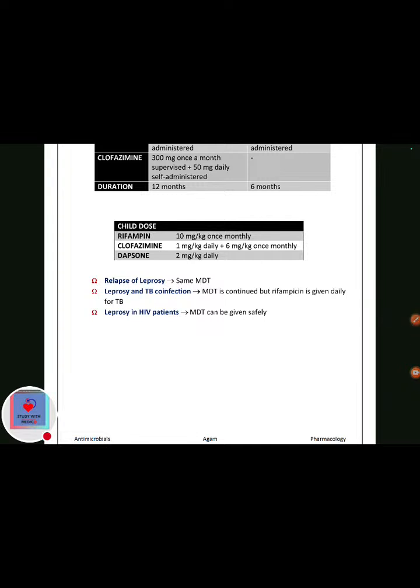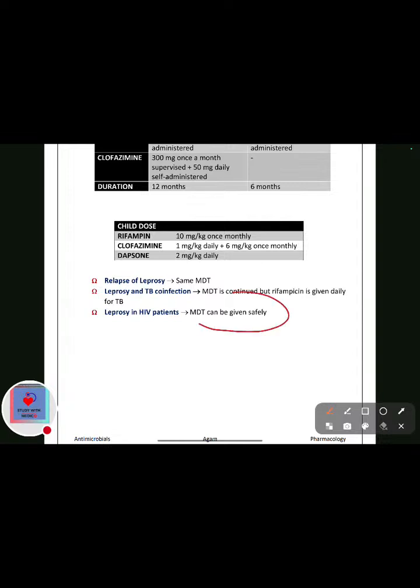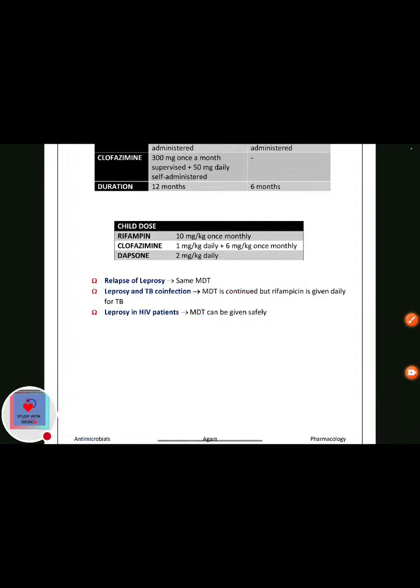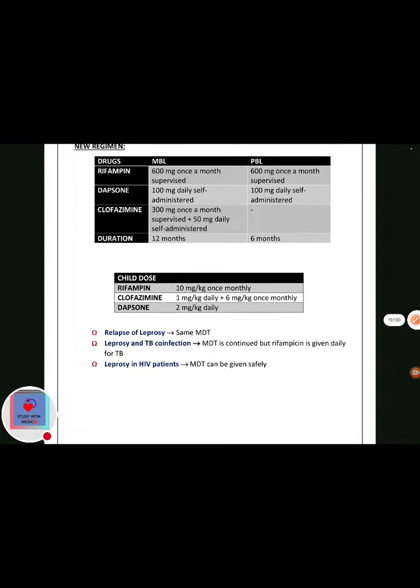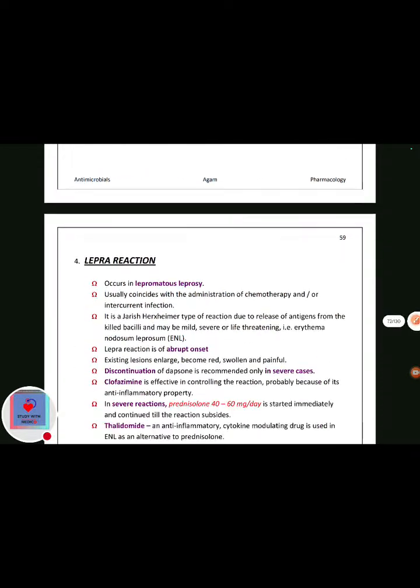Relapse of leprosy: same, you have to give MDT therapy, multi-drug therapy. In leprosy and TB co-infection, MDT is continued, but rifampicin is given daily for TB. Leprosy in HIV patients: MDT can be given safely for HIV patients also. In leprosy and TB co-infection, MDT is continued, but rifampicin is given daily for the TB. But in leprosy, it is given only once a month, supervised, 600 mg. But here they have to take it daily.